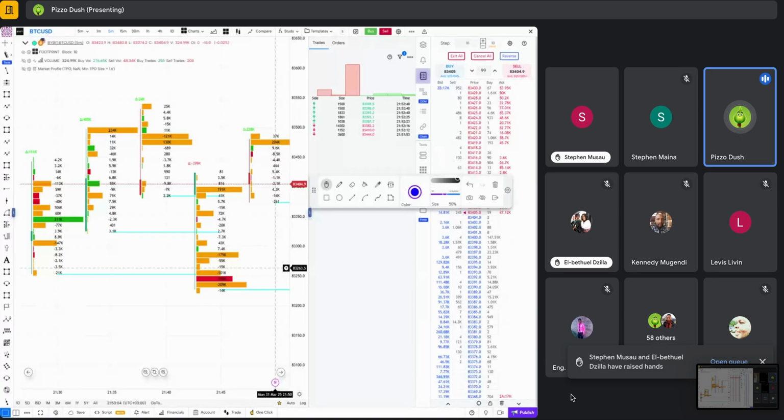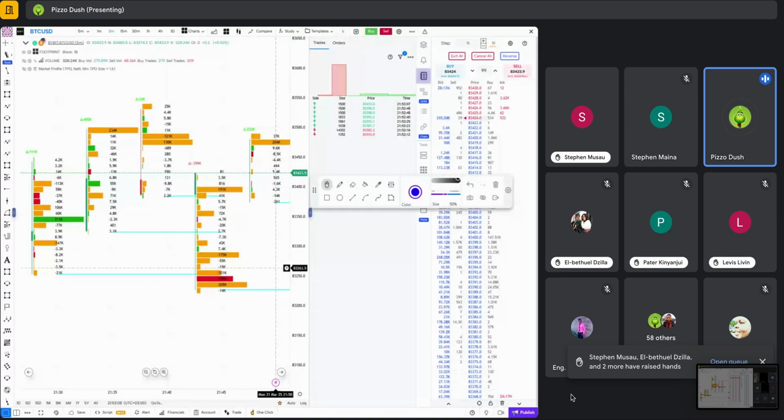So kwa broker, kuna tutatumia broker mgani? I'll show you tomorrow on the broker that we're going to use. Steven Musa, you have a question?